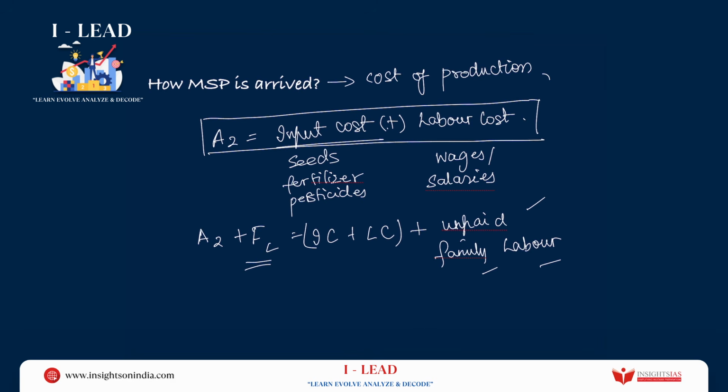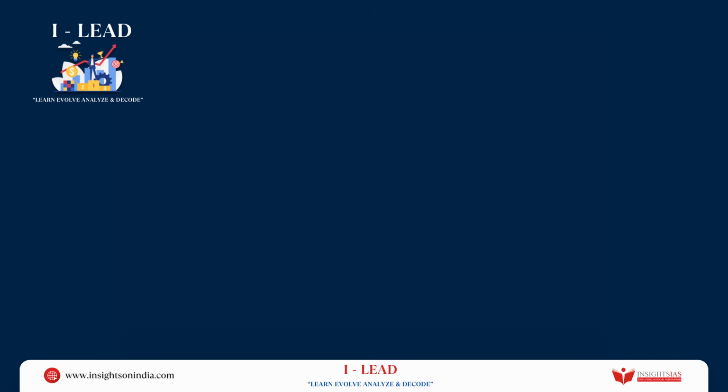For a very long time, they used to consider A2 plus FL only. Even today when MSP is announced, it is mainly A2 plus FL. But right now, farmers are making a demand. What are the farmers saying? They are telling, sir, please give us the C2 formula, not the A2 formula. Please give us the C2 formula. But what is this C2? You might get this doubt. See, C2 is nothing but A2, which you already know. A2 basically means input cost plus labor cost.